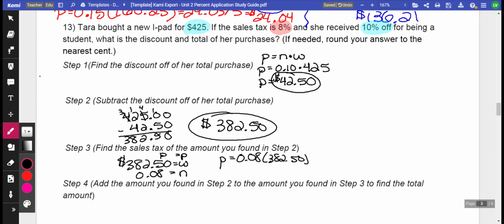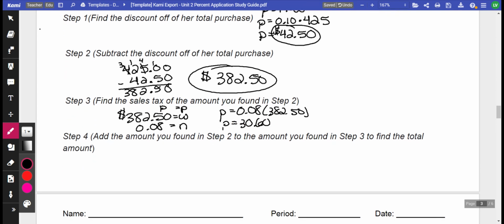Again, it's up to you if you want to use the calculator or if you want to do that by hand. I'm going to use my calculator. All right, so if I take 0.08 and multiply that by 382.50, that gives me $30.60.